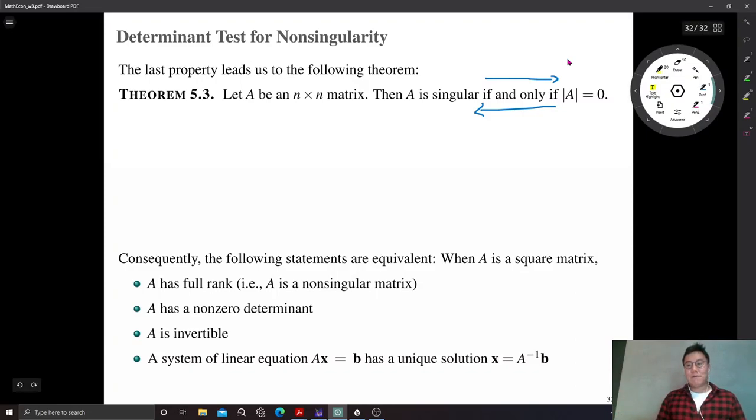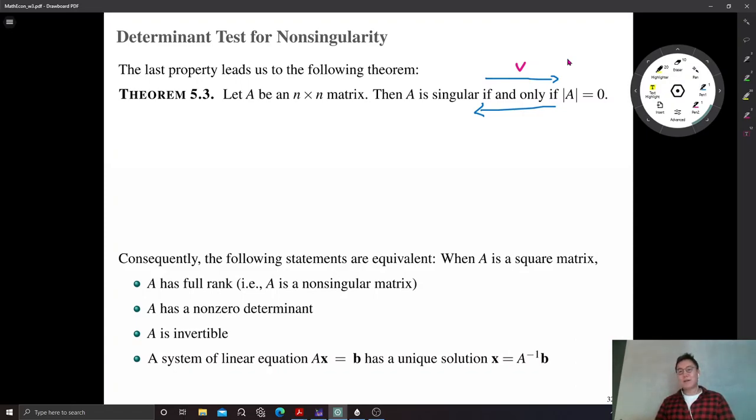Alright, so let me first do this direction, from the left to the right. Suppose that matrix A is singular. And remember the definition of singularity. It comes from the rank.